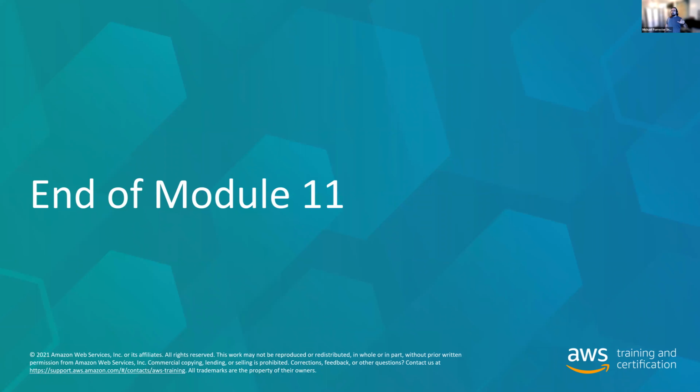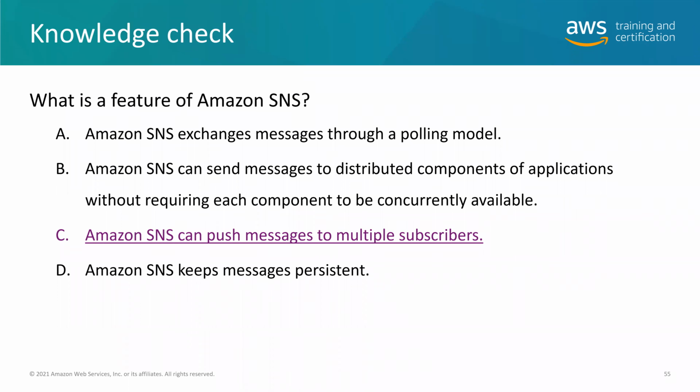Any questions at all? Go ahead. But the B was a bit confusing too, right? Option B here: without requiring each component to be concurrently available? Oh, so it has to be available. I see. Well, you can send messages to distributed components of applications maybe through a web post, right? But its main focus is subscribers. So that's a web post. So the application has to subscribe to it, right? Yeah. Without requiring each component to be concurrently available. Well, if it's going to do a web post, then it's going to have to be available, right? Right, right.